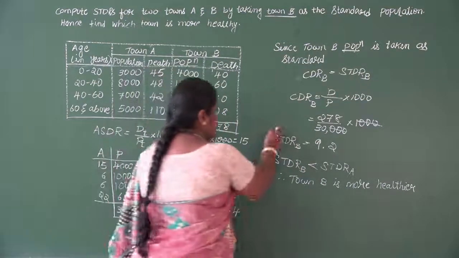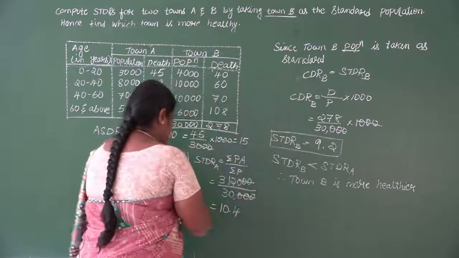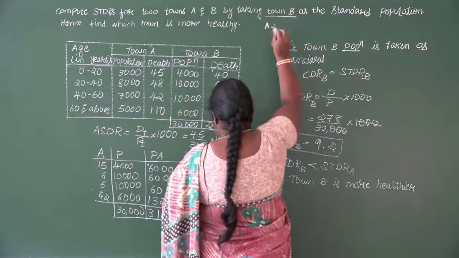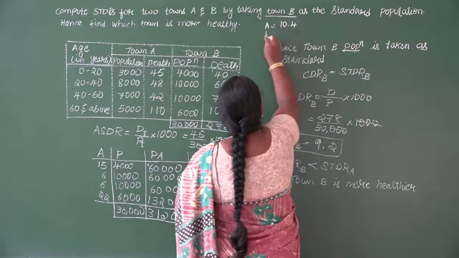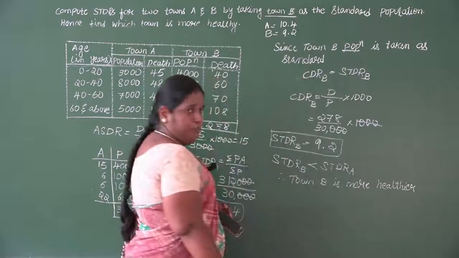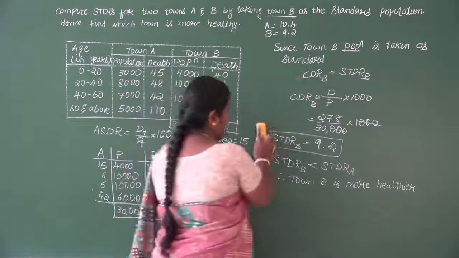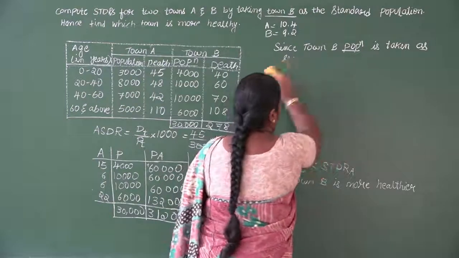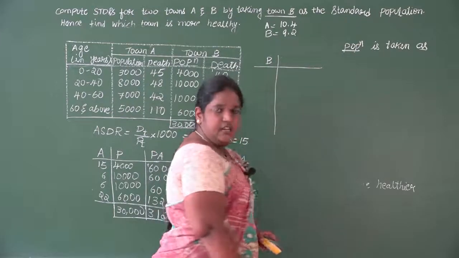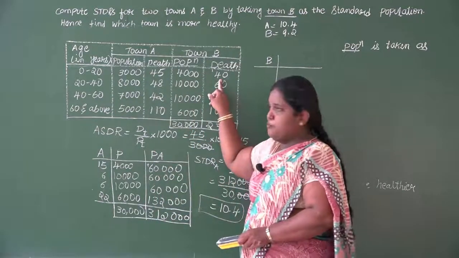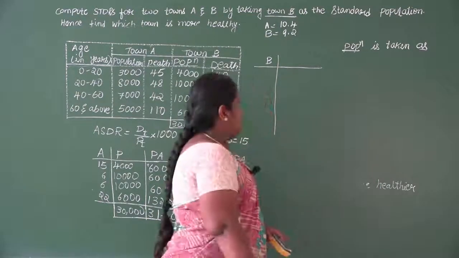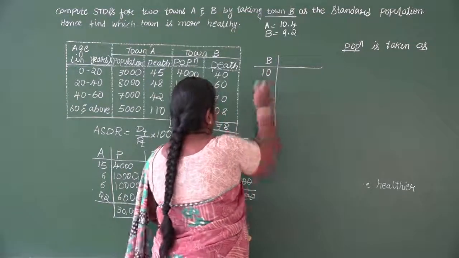So what is the STDR value? 9.2 and 10.4. We'll check. So I'll write down here. For A we got it as 10.4 and for B we'll get it as 9.2. So we'll check for B whether we'll get 9.2 itself by using the first method of the problem. So for that we need to calculate the B value, that is ASDR. So ASDR for town B is 40 divided by 4,000 into 1,000. So 1,000 and 1,000 you can cancel. 40 divided by 4 is 10.